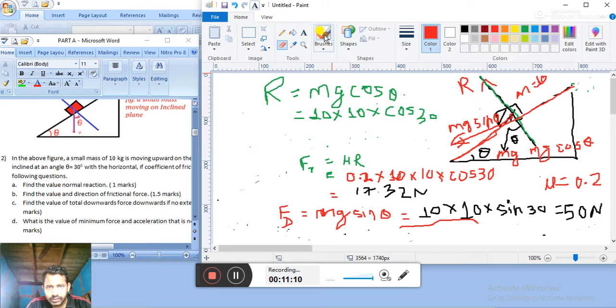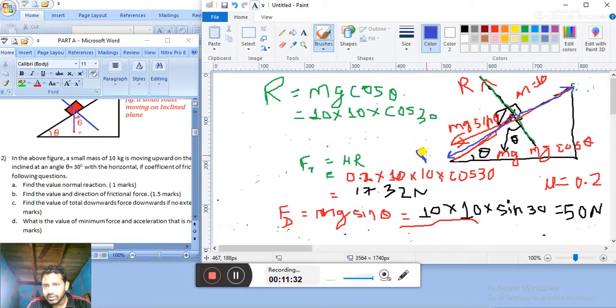Now see, the question says the body is moving upward, it means that the direction of motion is in this direction. Let me change it and show you the direction of motion. The body is moving this side, so obviously the frictional force should be opposite to that motion. This should be the direction of frictional force.